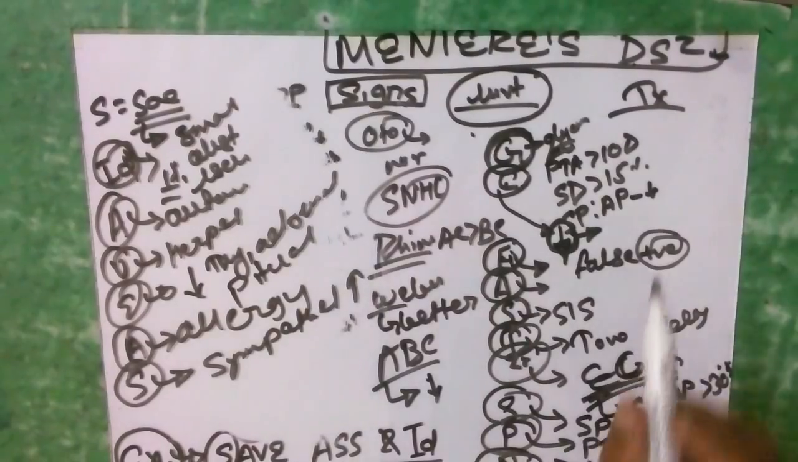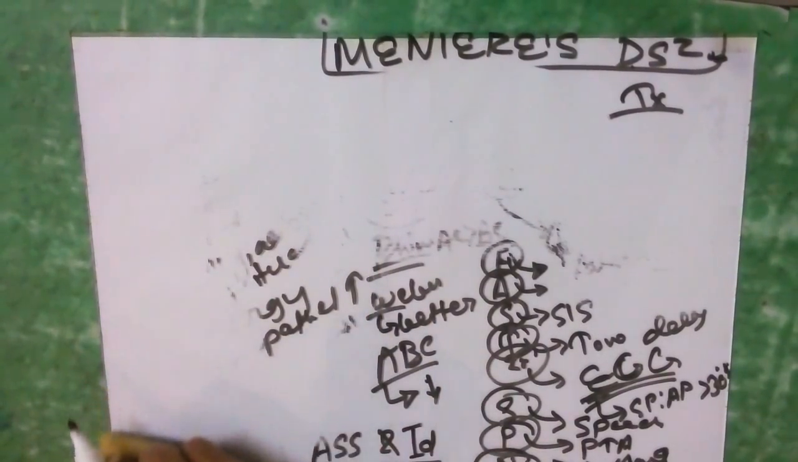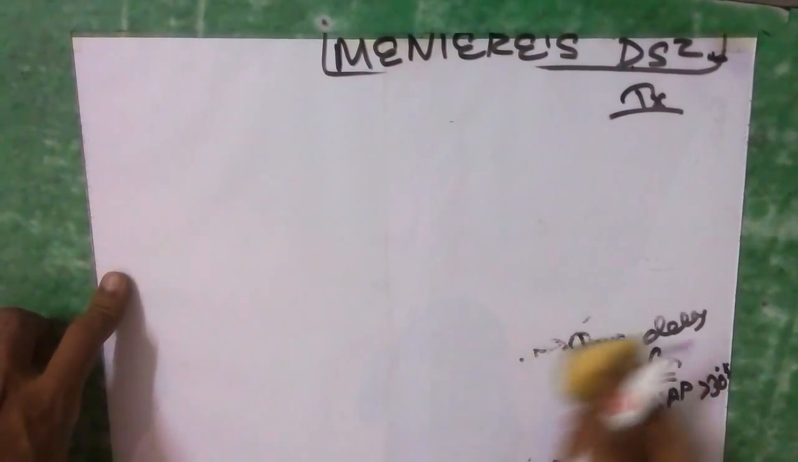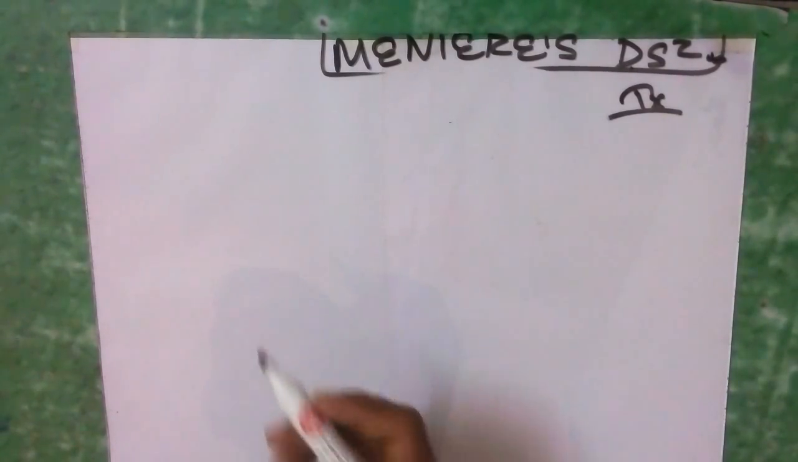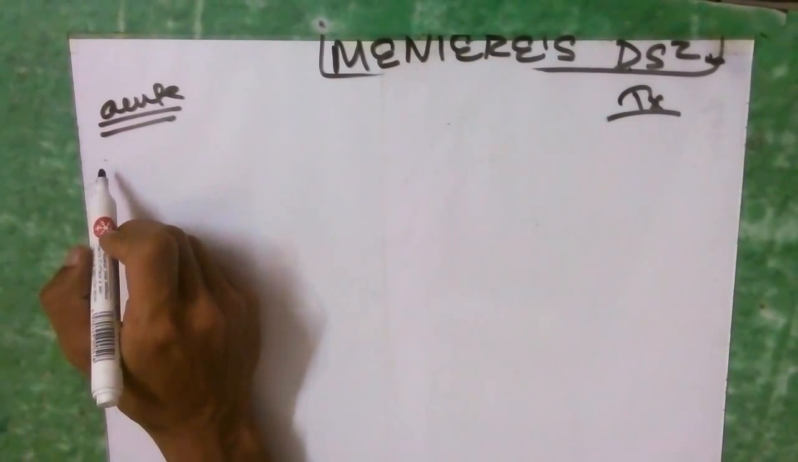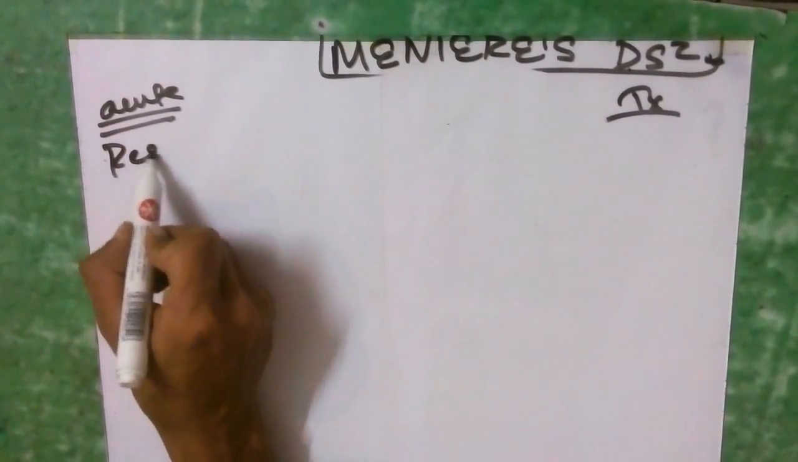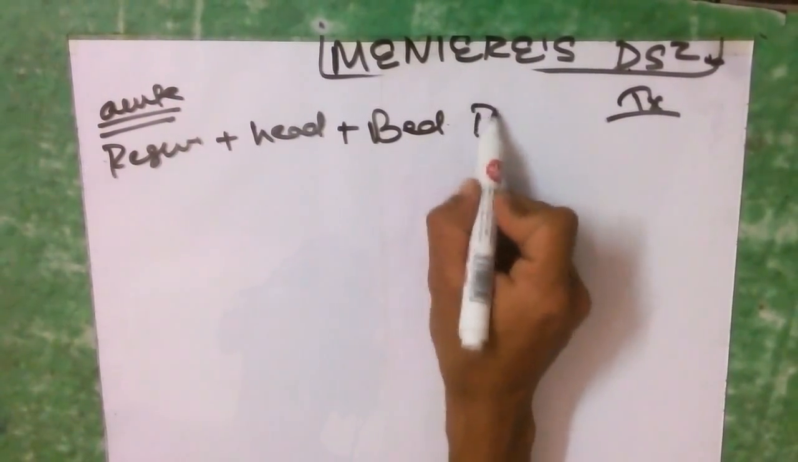Now coming to the broad topic, that is the treatment modality of Meniere's disease. Treatment modality includes both medical and surgical treatment. First of all, speaking about the medical treatment, there could be two contexts of treating those patients: either for the acute attack or for the chronic phase of Meniere's disease. If a patient comes to you with an acute attack, then first of all, the acute patient is treated by reassurance, bed rest and head support. This is the first step for you.